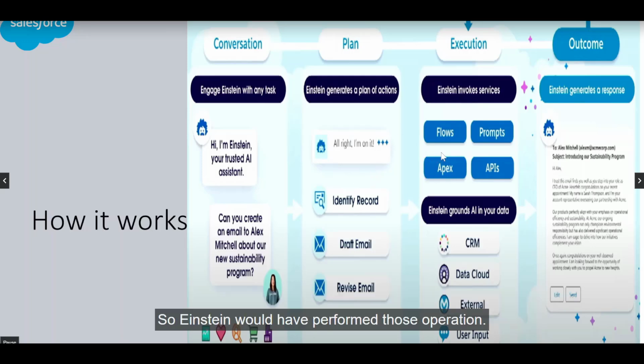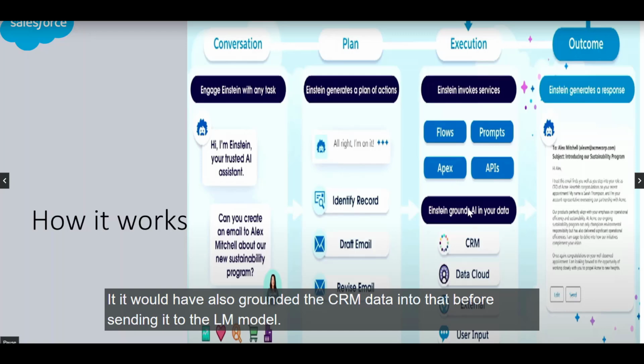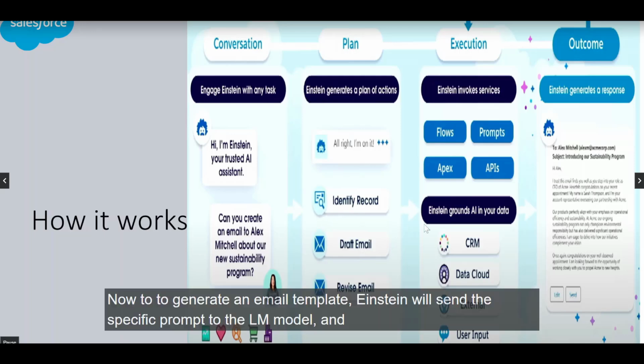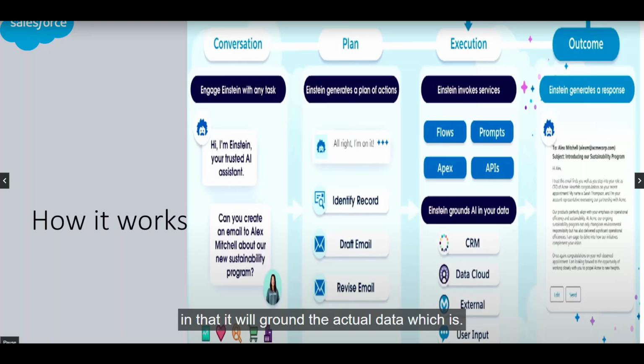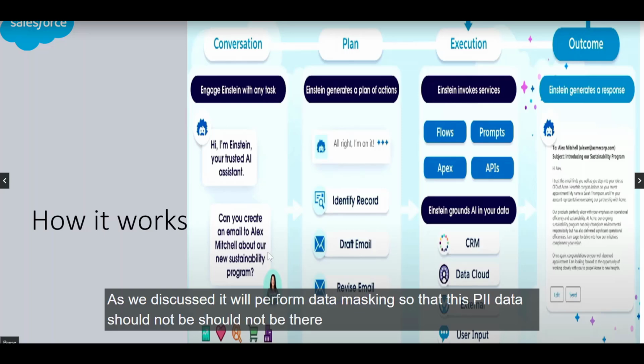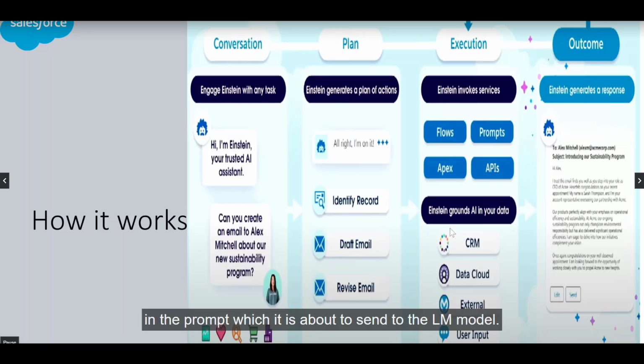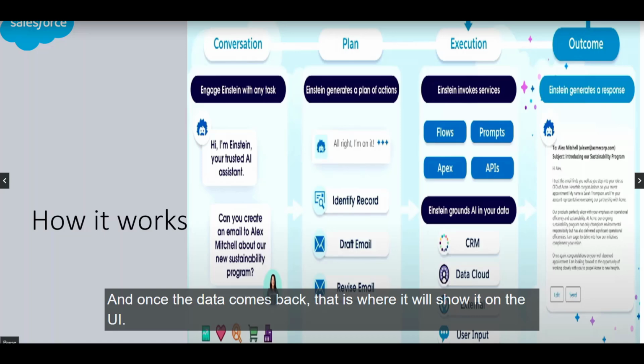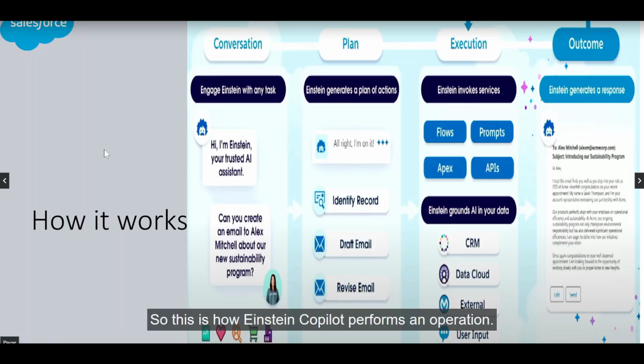Einstein would have performed those operations after also grounding the CRM data before sending it to the LLM model. Now to generate an email template, Einstein will send the specific prompt to the LLM model, and in that it will ground the actual data, which here is Alex Mitchell's information. So before invoking the LLM model, it will also perform different operations. As we discussed, it will perform data masking so that this PII data should not be there in the prompt which is about to be sent to the LLM model. And once the data comes back, that is where it shows on the UI. So this is how Einstein Copilot performs an operation.